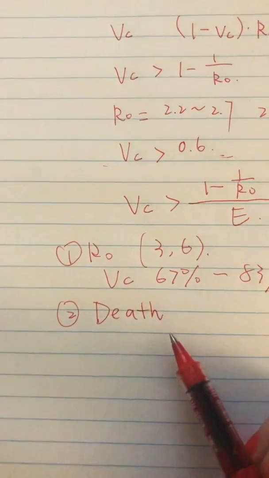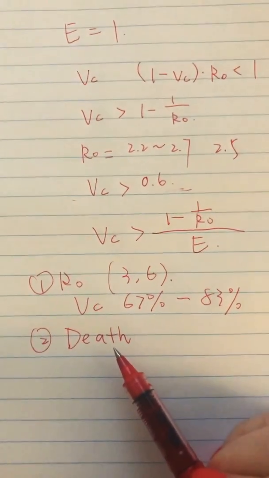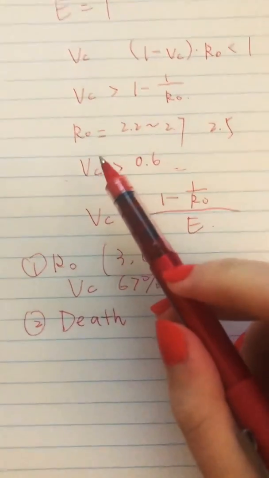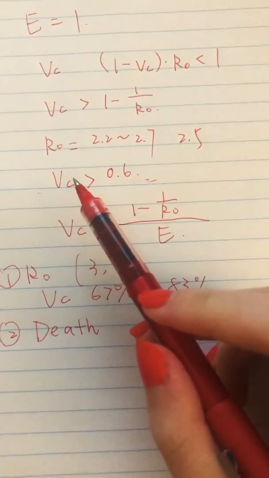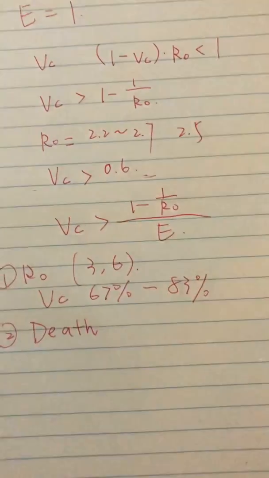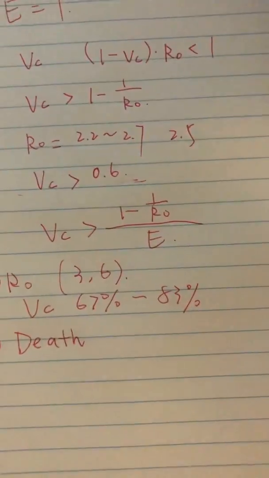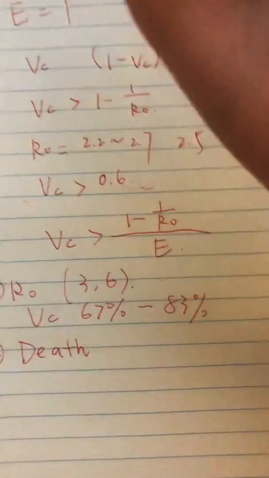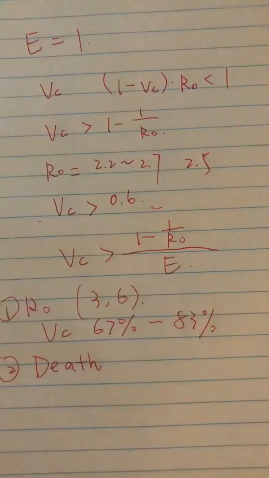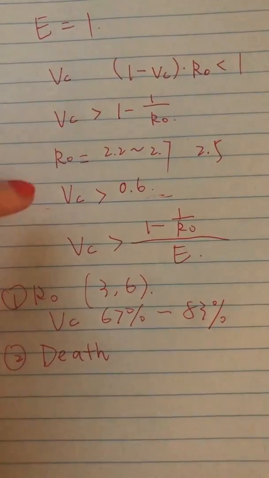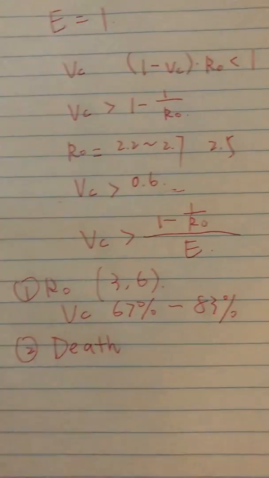And problem number 2 is death rate. When we calculate this here, death rate is not taken into account. What does it mean? It means that some people may die before they have the immunity. So the final value for VC will be theoretically higher than this.